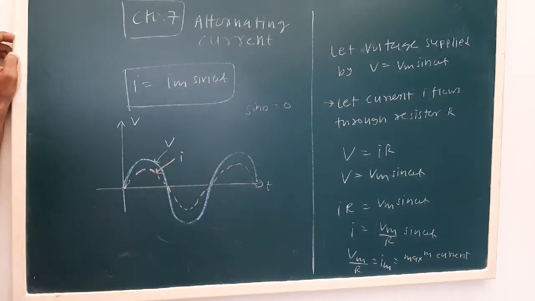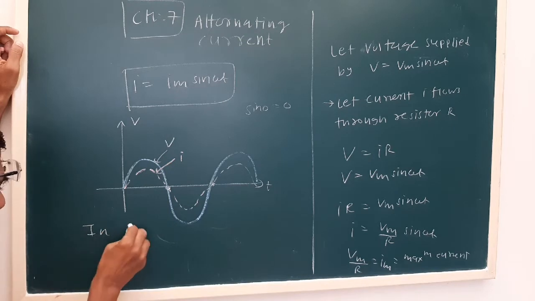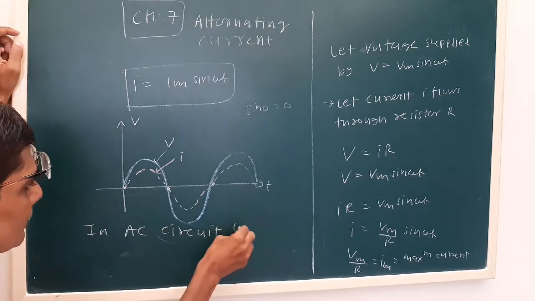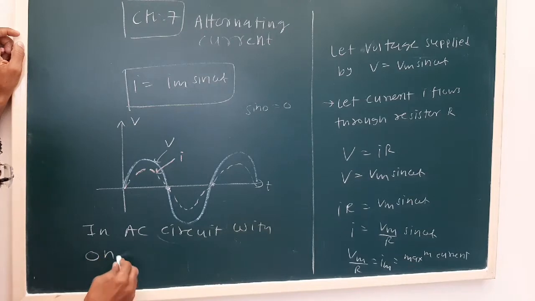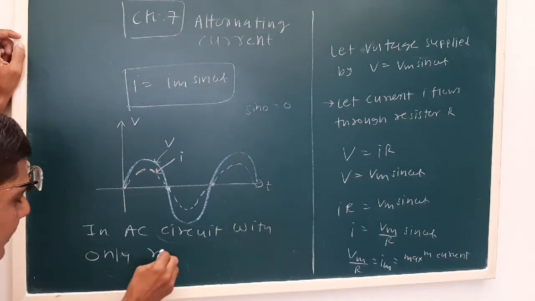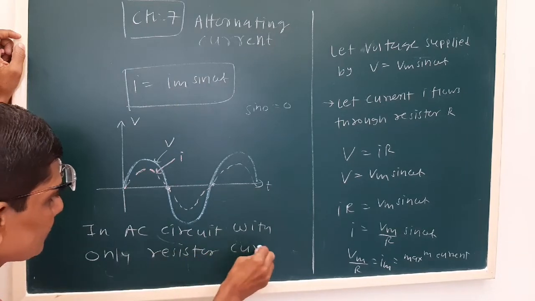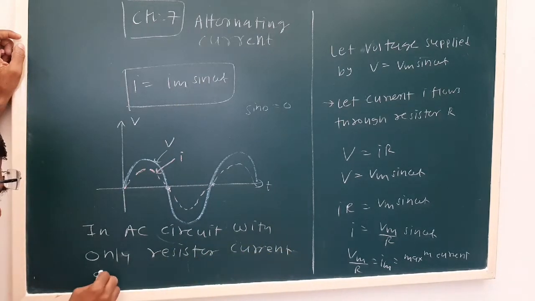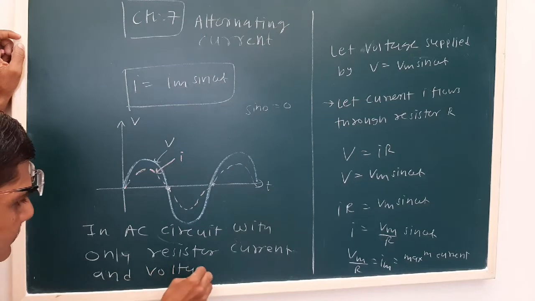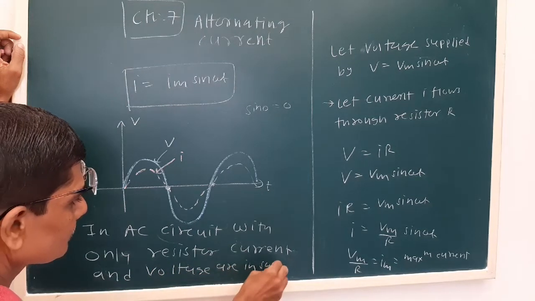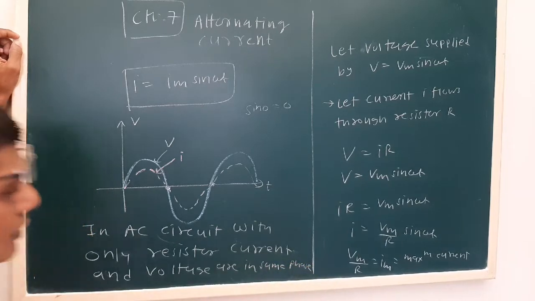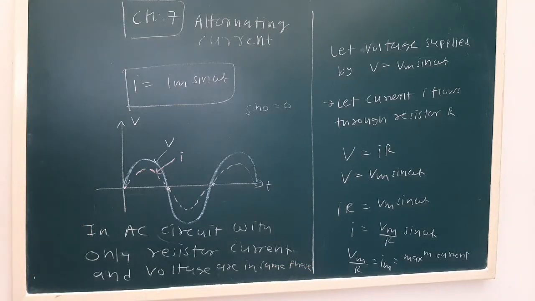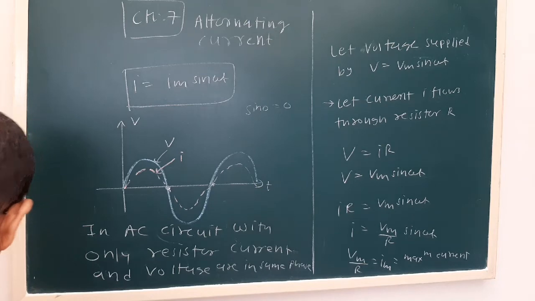Now this is a current. Okay. So what we see here, current and voltage are in the same phase. So we can write in an AC circuit with only resistors, current and voltage are in phase. Okay, so that is the formula of the current, and the graph shows how the current and voltage vary in an AC circuit with only resistors.